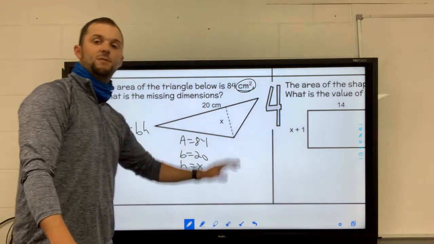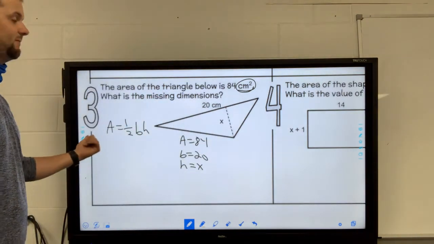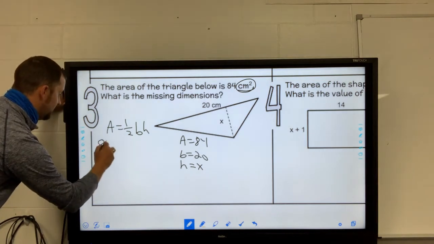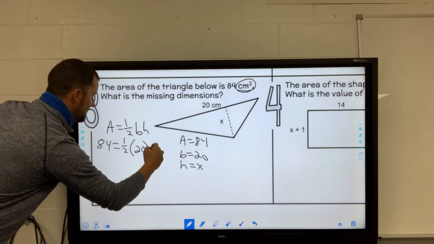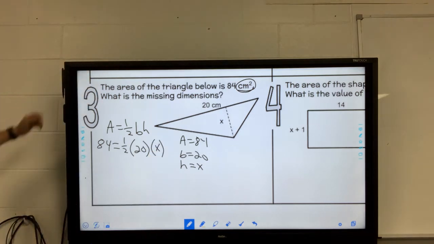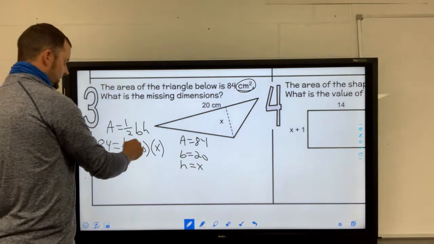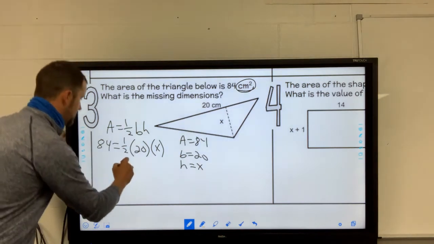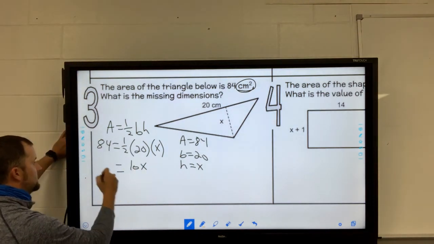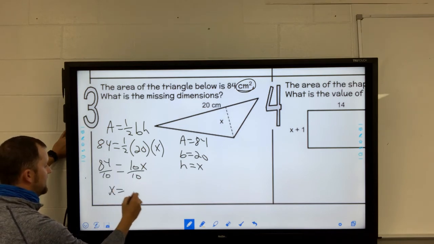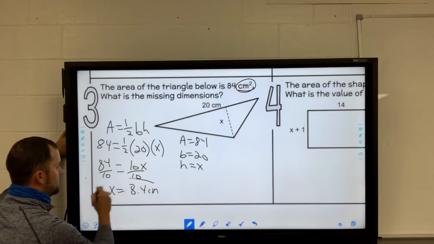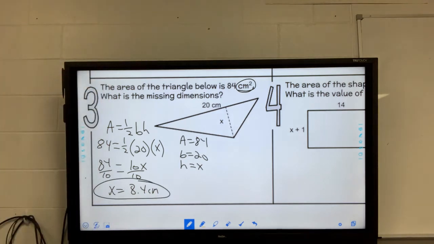So I'm going to plug in all my info, and then I'm going to actually solve for my variable here. So my A is going to be 84, my base is going to be 20, and then my height is going to be x here. Okay, so my objective is to get x by itself. All right, so automatically I can go ahead and distribute this. So 1/2 of 20 is going to be 10. So I get 10x equals 84, and then I'm going to divide by 10 on both sides. So x is going to equal 8.4 centimeters. Okay? Moving on to example number 4.